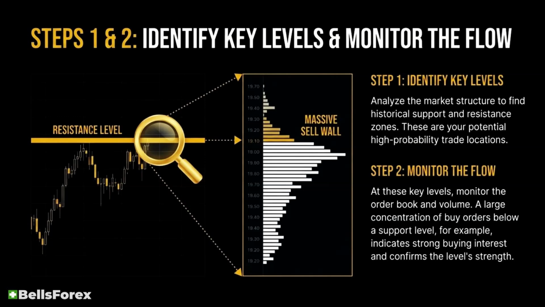Step 2. Monitor order book and volume. So as the price gets close to those key levels, you're glued to the flow. You're looking for those anomalies, for absorption, for large resting orders, anything that signals institutional intent.